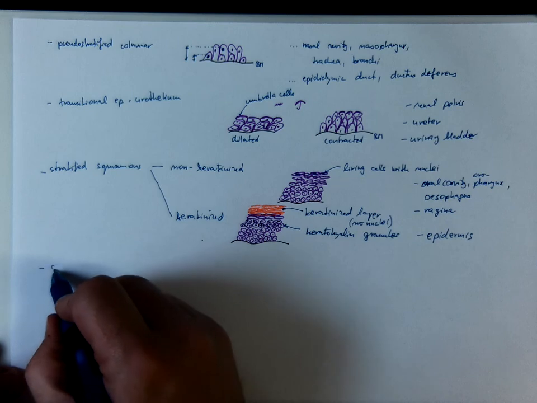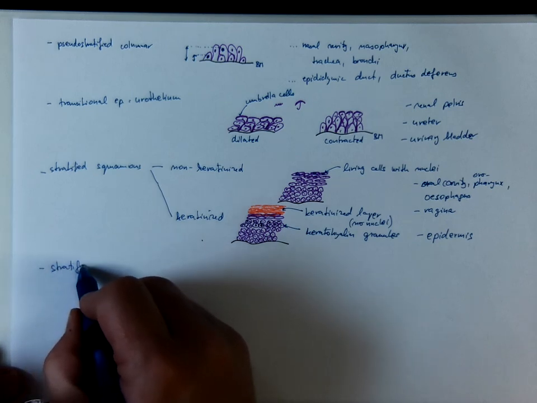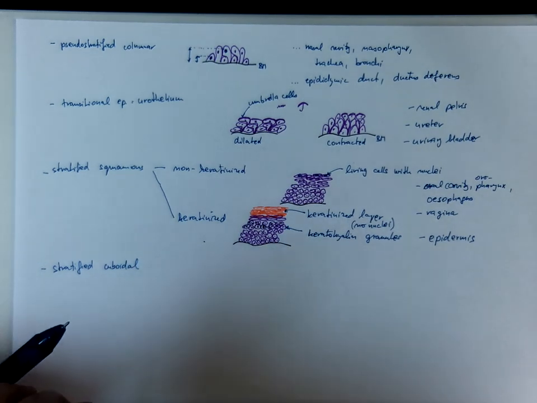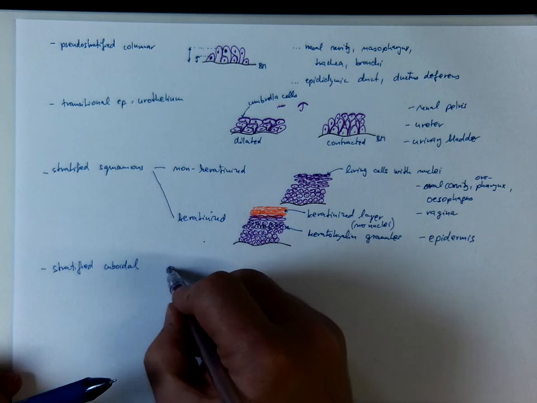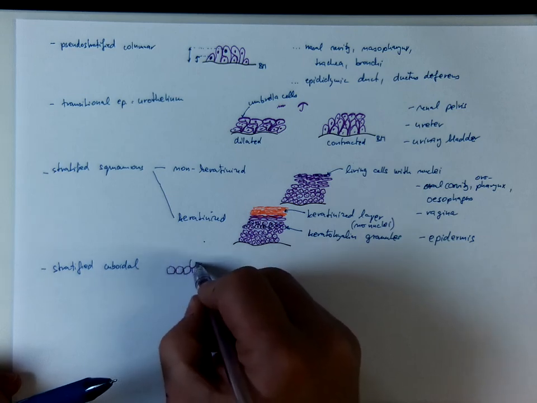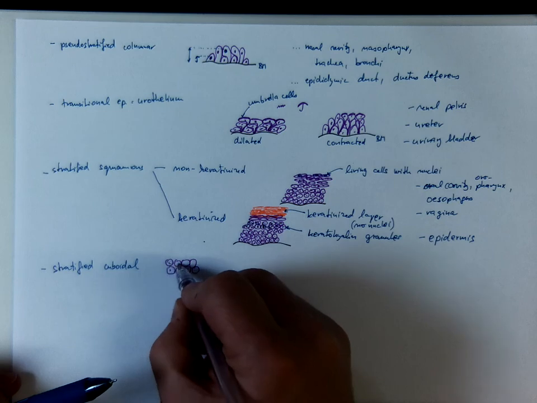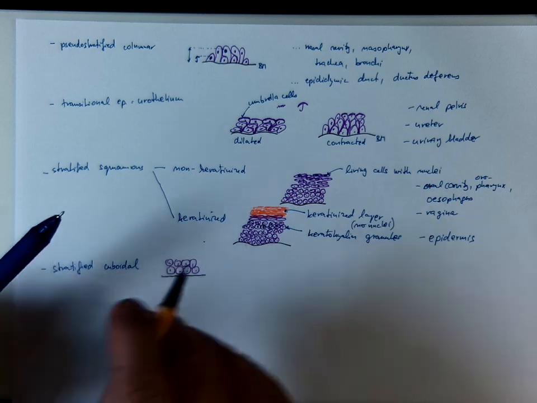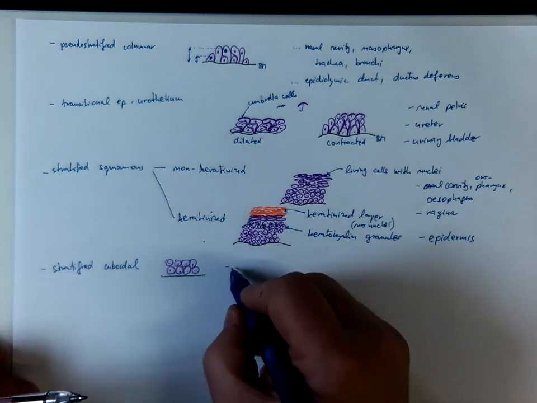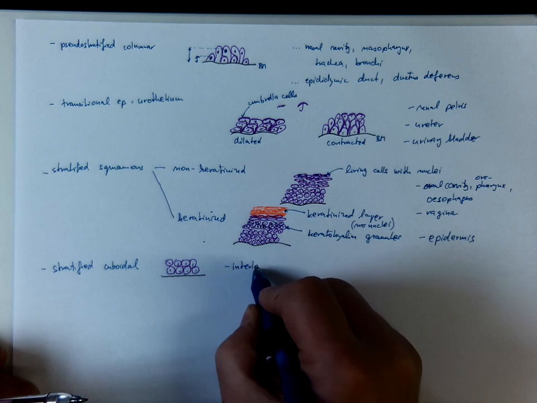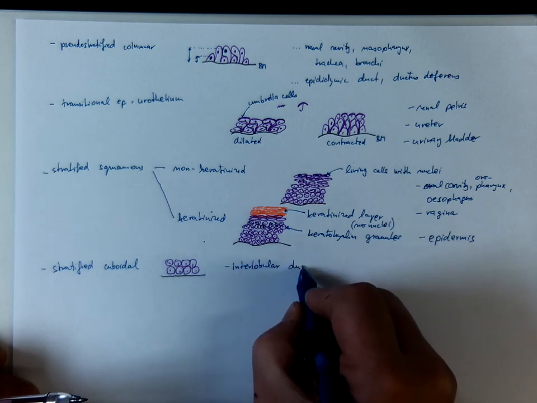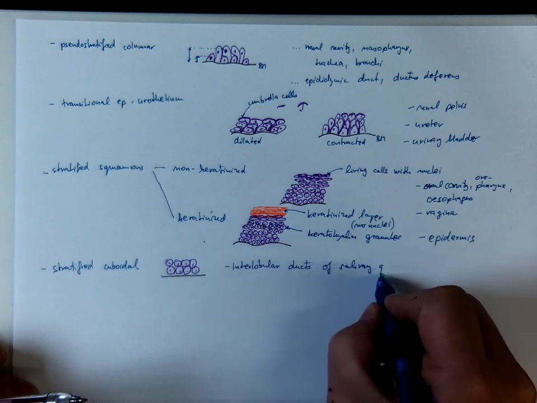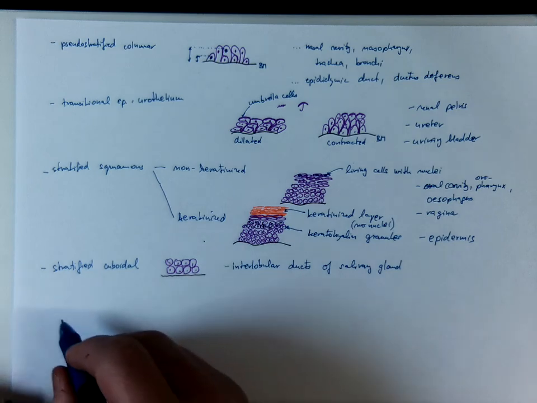Another epithelium would be stratified cuboidal. So usually we have two layers of cuboidal cells. It occurs, for example, in interlobular ducts of salivary glands, of large salivary glands, major salivary glands.